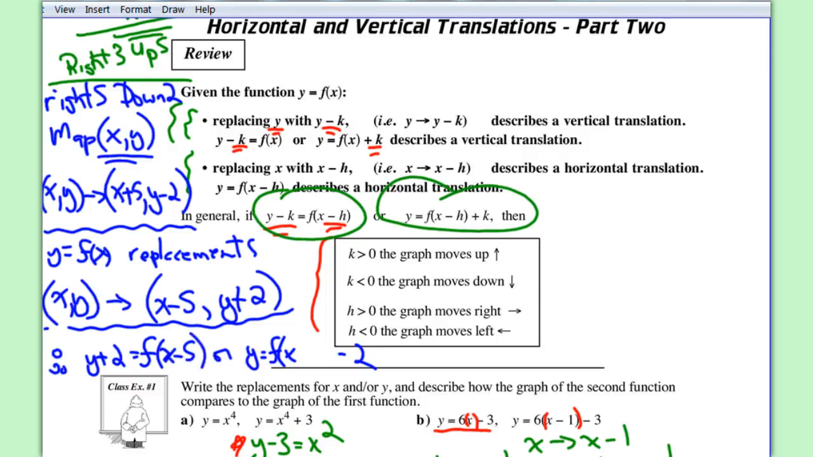So y equals f of (x minus 5) minus 2. Okay, so that's a review of what we talked about last day.